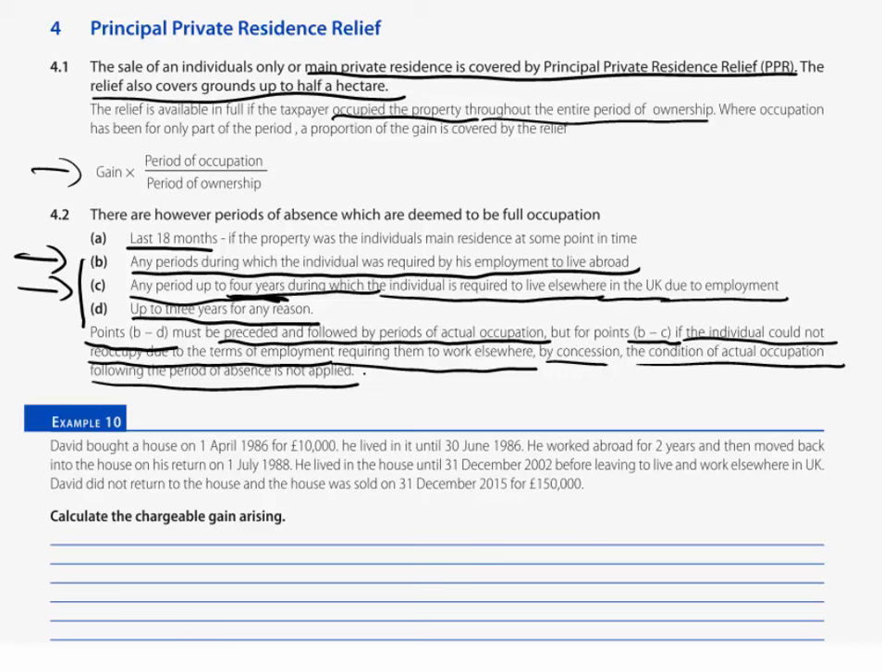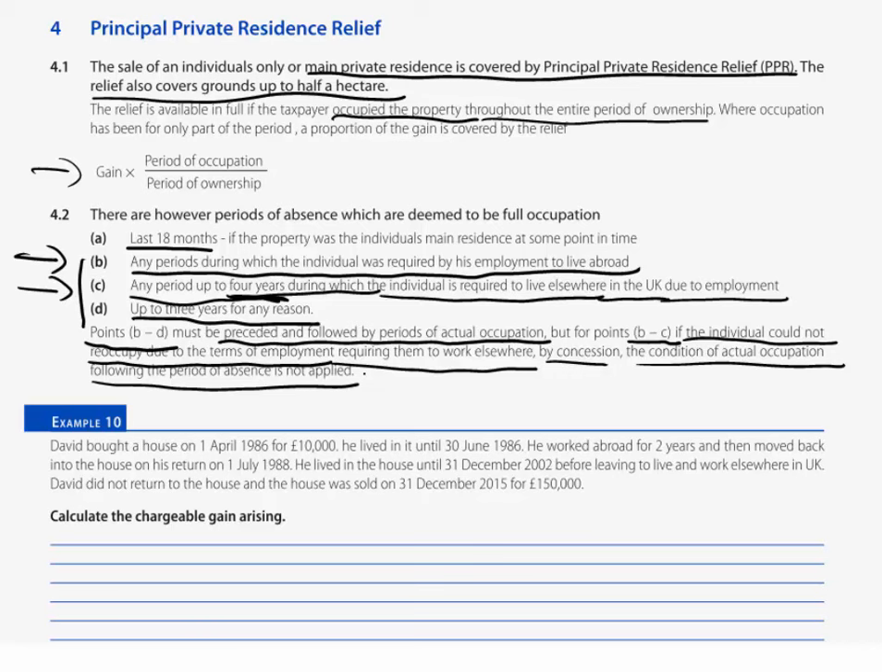So long as I am in that employment at that point, and that is what prevents me from returning to the UK, then I don't have to return to the UK. I don't have to go back and live in the property prior to sale. Now be careful. Again, they can get a little bit tricky here, the odd question.